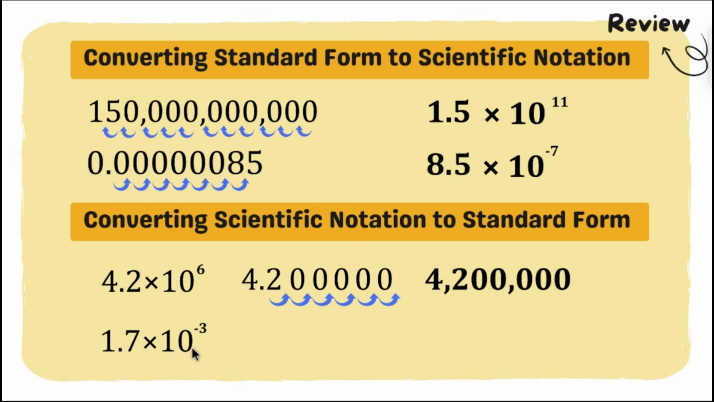Ganun din po pag masyadong maliit yung number. If the exponent is negative, we expect that our conversion is a very small number. So we have here 1.7. Instead of moving to the right, we will now move to the left. It will now be 0.0017. So ganun po yung pag-convert natin ng scientific notation and vice versa.